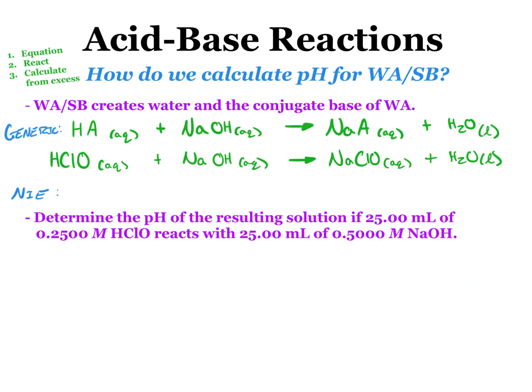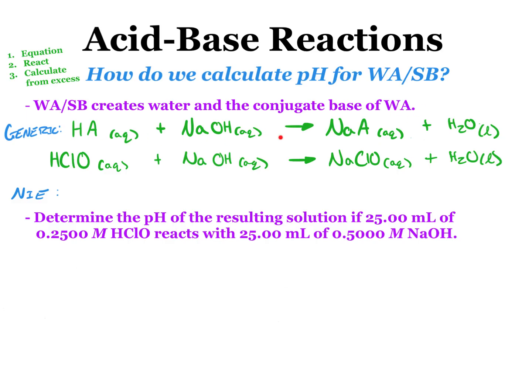A reminder to you, we're going to follow the same structure for these kinds of questions. We're trying to find the pH after the reaction. We have to first write an equation. For weak acid, strong base reactions, the reaction always creates the conjugate base of the weak acid involved.